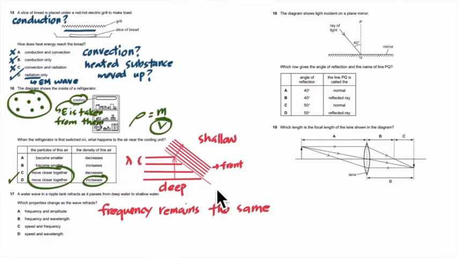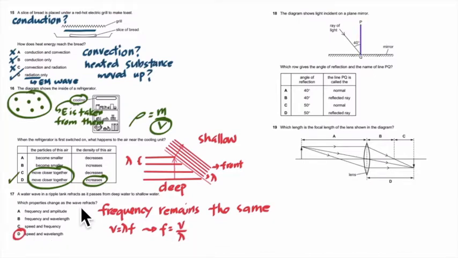And here also. Now, we know that the speed is wavelength times the frequency. If frequency is constant, then the change in wavelength, as seen here, corresponds to the change in speed also. Both wavelength and speed change as the wave goes from deep to shallow water. The answer is D.